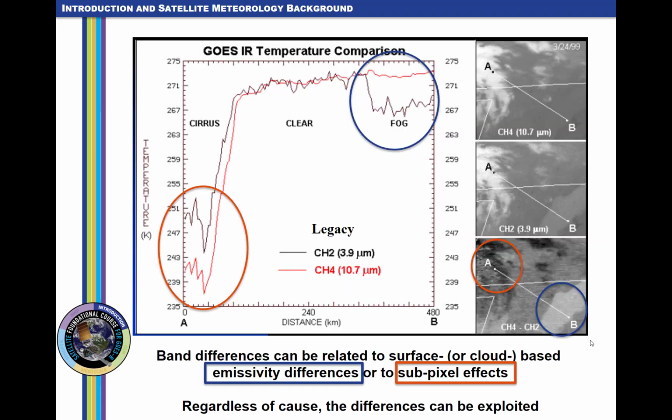In this cross-section from a fog bank to a cirrus deck, incidentally, this is one of my favorite figures, you see differences in the brightness temperatures that are related to the emissivity differences in the low stratus, so that the 3.9 micrometer temperature is cooler than the 10.7 micrometer temperature in this case. And you see transmissivity differences in cirrus and subpixel effects, so that the 3.9 micrometer brightness temperatures are warmer than the 10.7 micrometer brightness temperatures. In clear regions in the middle, the two brightness temperatures are similar.